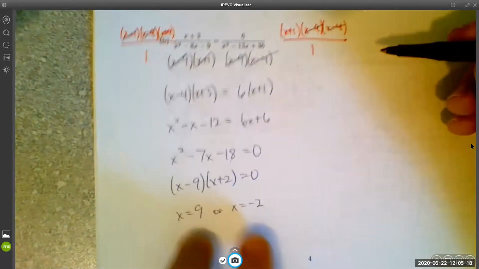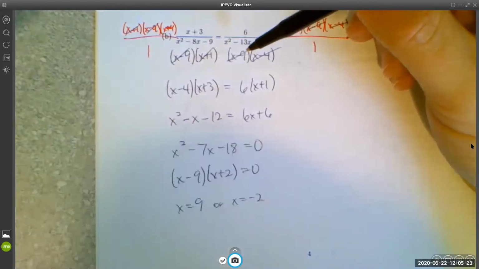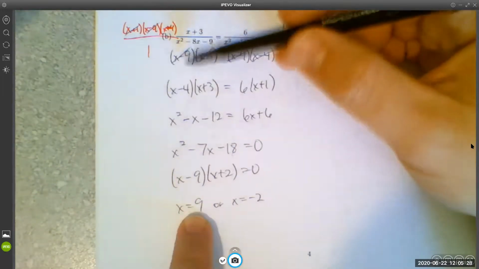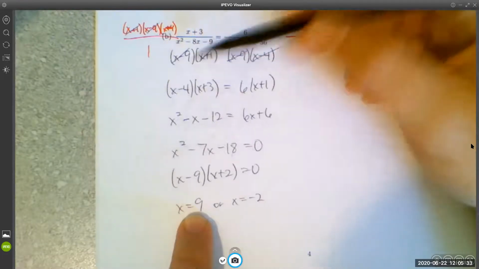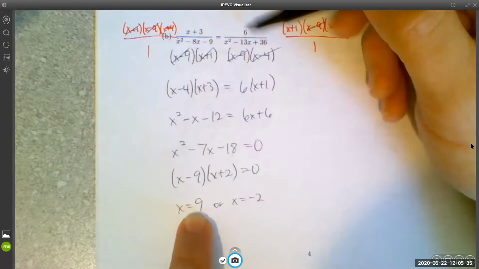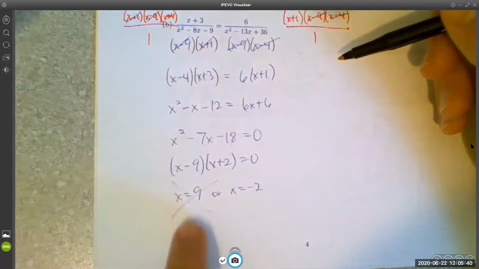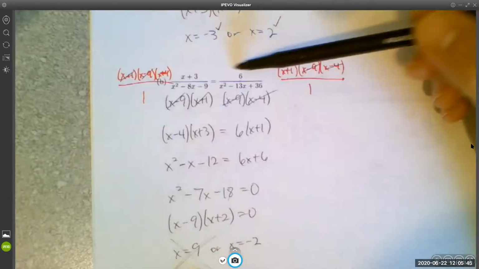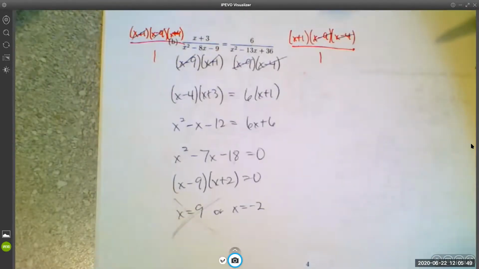Now I need to plug these into the original to see if they make any of the denominators 0. When I plug in 9, we get 9 minus 9 is 0, times 9 plus 1 is 10, 0 times 10 is 0. So it makes this denominator 0. It would also make this denominator 0. So x equals 9 can't be a solution. Because if we considered it a solution, we'd be saying some undefined quantity is equal to some other undefined quantity, which is nonsensical, because if they're undefined, how can you say they're equal, right? So 9 is not a solution.